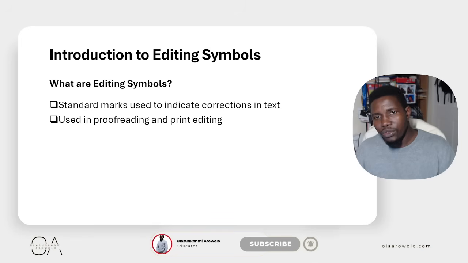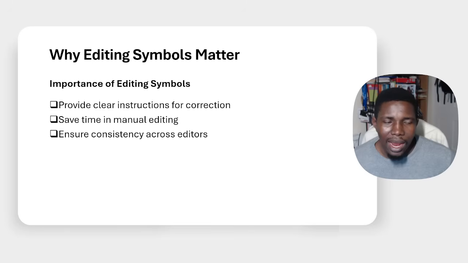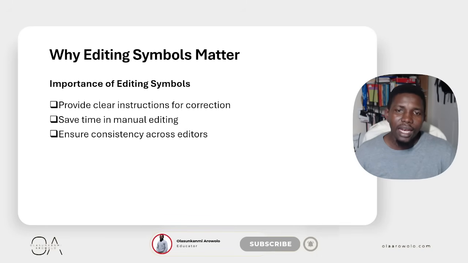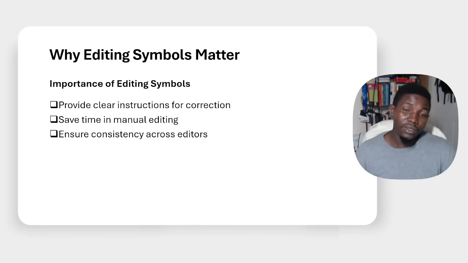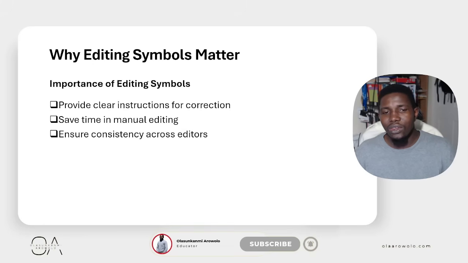However, today I'll be describing and focusing more on the digital way of doing things. So why are these editing symbols important? They help provide clear instructions for corrections. They save time in manual editing and they ensure consistency across editors. So when Mr. A is using the same sign as Mr. B, you're not having trouble comprehending what they're trying to say. So it's like a uniform thing.